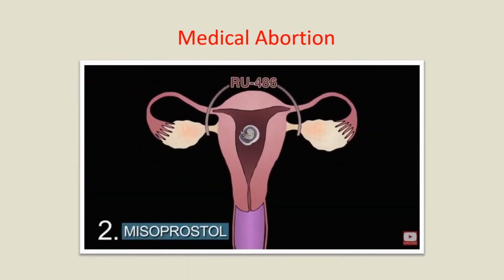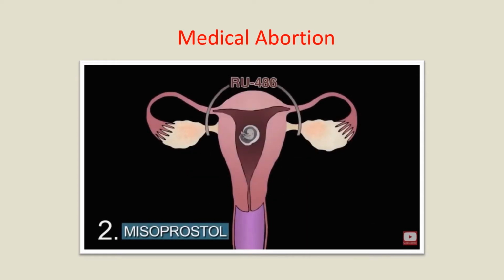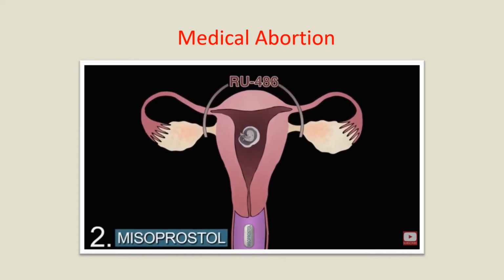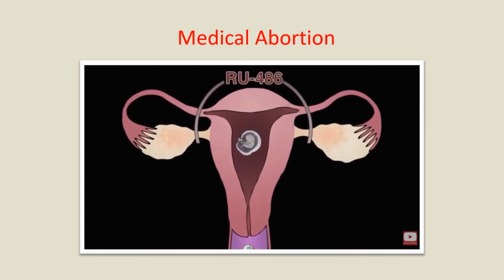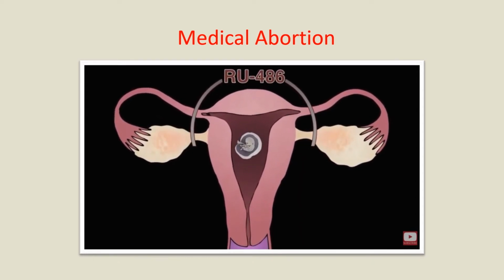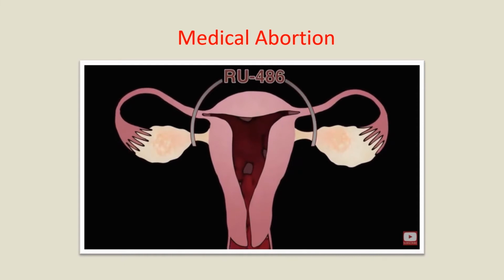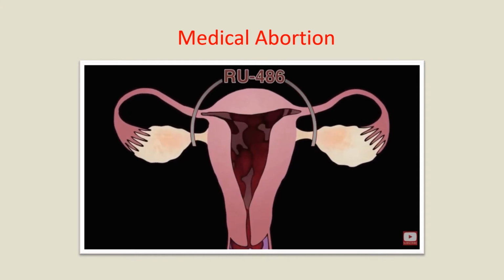Step 2. 24 to 48 hours after taking RU46, the woman takes misoprostol, also called Cytotec, that is administered either orally or vaginally. RU46 and misoprostol together cause severe cramping, contractions, and often heavy bleeding to force the dead baby out of the woman's uterus. The process can be very intense and painful, and the bleeding and contractions can last from a few hours to several days.